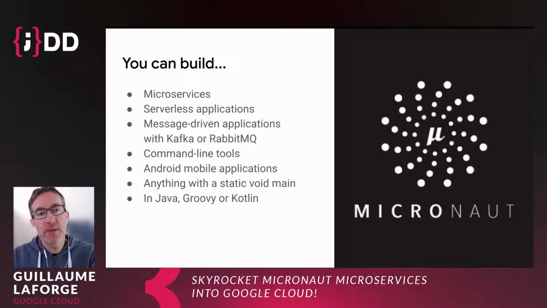So with Micronaut, you can build microservices, serverless applications. That's going to be the big focus for my presentation. You can also create message-driven apps, for example, using Kafka or RabbitMQ message brokers. You can even create command line tools, command line applications. You can also do Android mobile applications, or more or less everything that has got a static void main method. So it's not just for HTTP requests and such. And you can use 3 different programming languages. You can use Java, of course, but you can also use Apache Groovy or Kotlin.